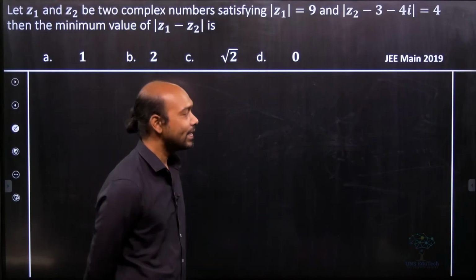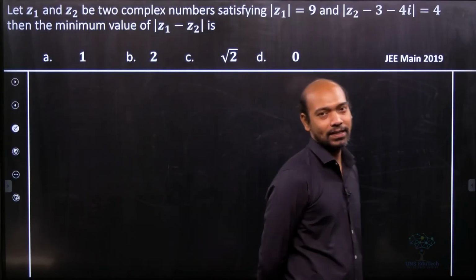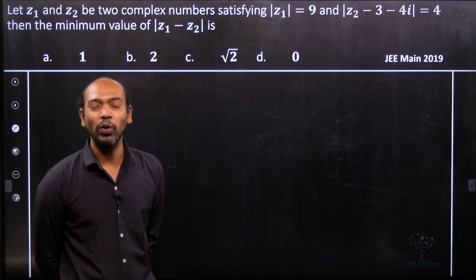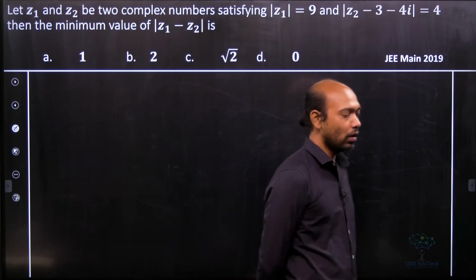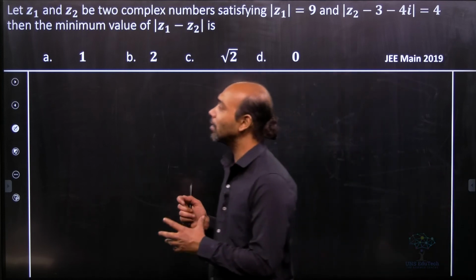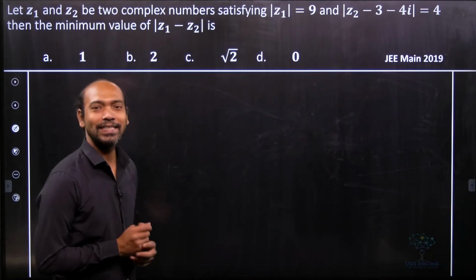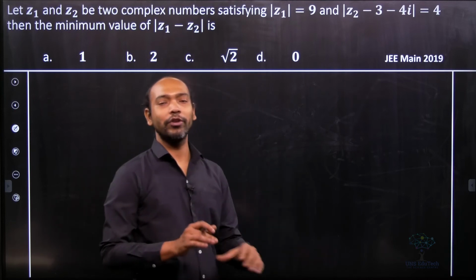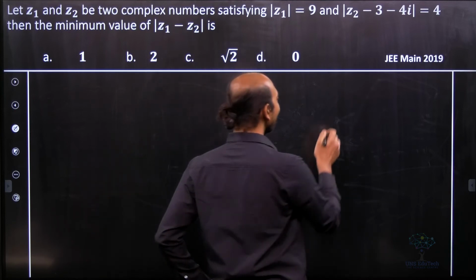See, this is a problem regarding complex numbers, but I'll say this is the application of complex numbers in coordinate geometry. Okay. So before going to solve this particular problem, let us discuss some basic theory. Just recall the equation of a circle. So what is the equation of a circle?